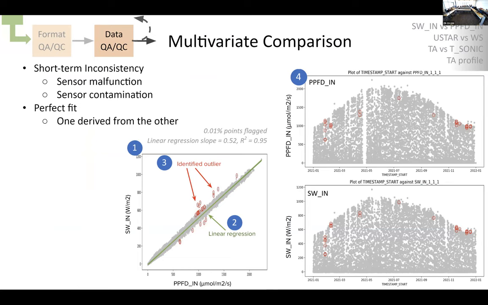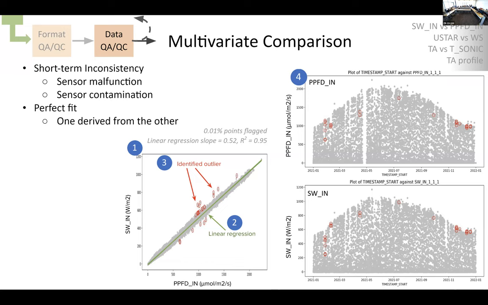Another check we do is we compare multiple variables, right? So typically we compare shortwave radiation with the incoming power. This is supposed to be physically related, with some relationship between these variables. Also checking u-star with wind speed or maybe temperature, different temperatures. And ideally you want to see this, kind of two radiations, they kind of have a linear relationship between these two.